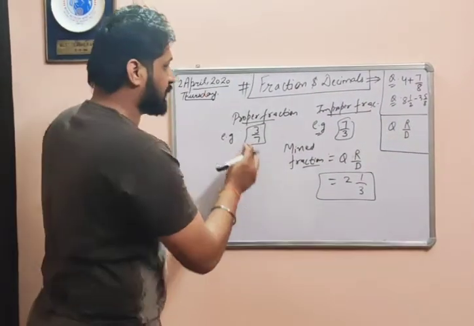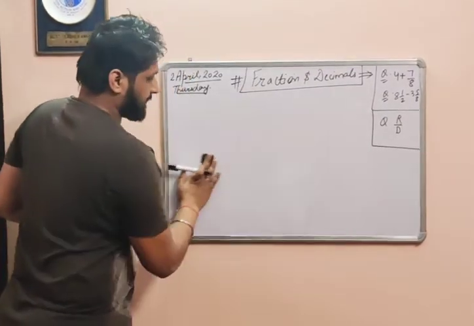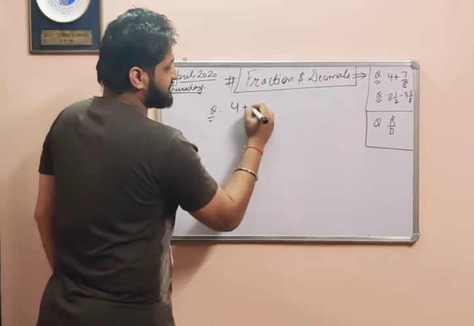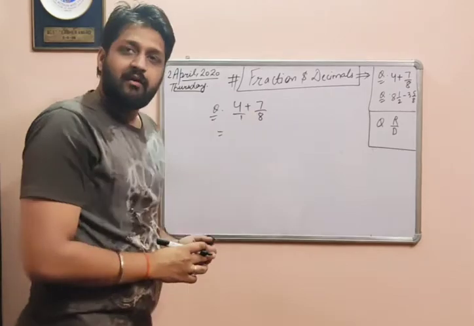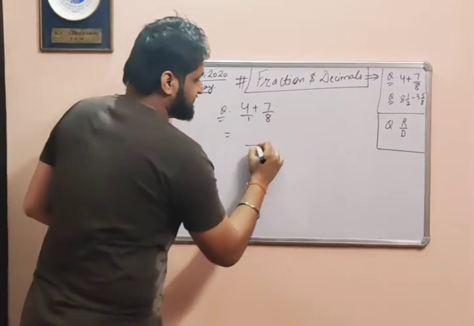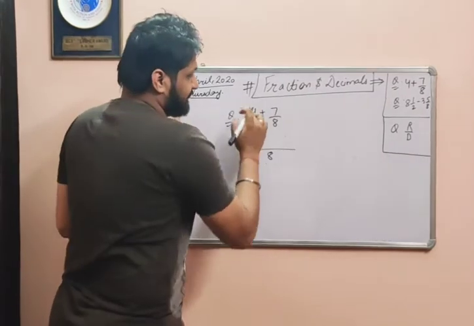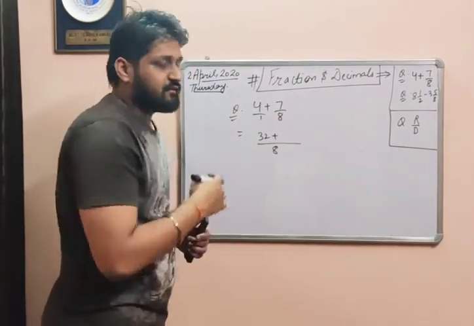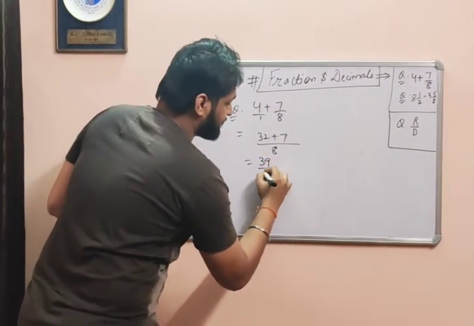Now let's see some of the questions based on this. The first question is addition: 4 plus 7 by 8. Here we can write 4 as 4 by 1. So let's take the LCM first. LCM is 8. 8 divided by 1 is 8, and 8 multiplied by 4 is 32. Plus 8 divided by 8 is 1, and 1 multiplied by 7 is 7. So this is 39 by 8.